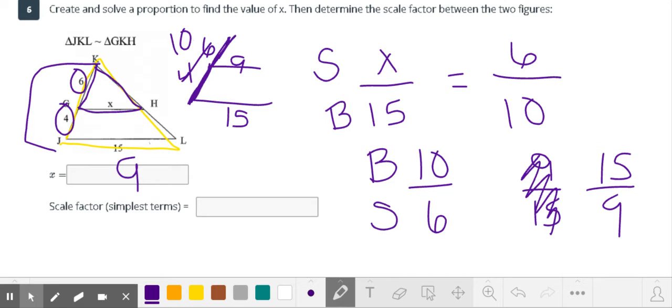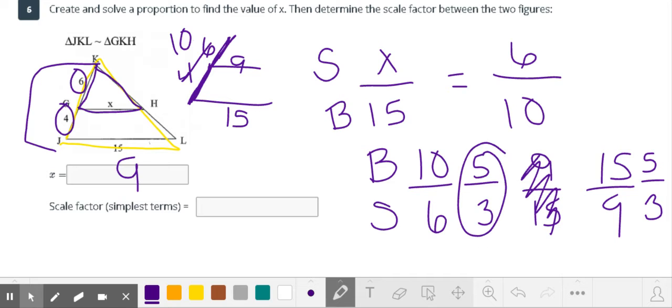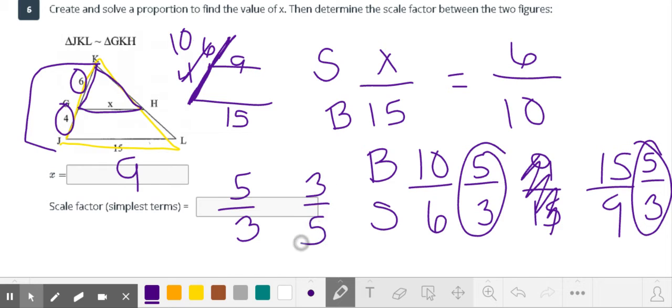2 goes into 10 5 times. 2 goes into 6 3 times. 3 goes into 15 5 times, and 3 goes into 9 3 times. Sorry, I messed that one up. But the ratio is 5 to 3. Okay, and if you put 3 to 5, that would also work because we're just talking about the scale factor between the two figures.